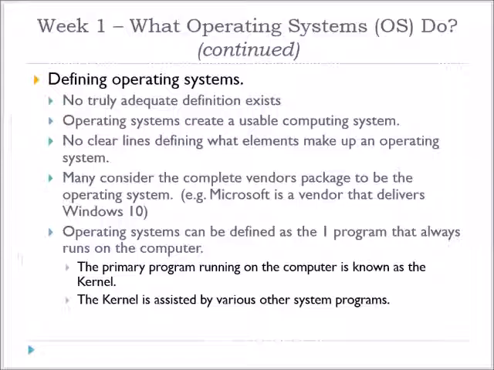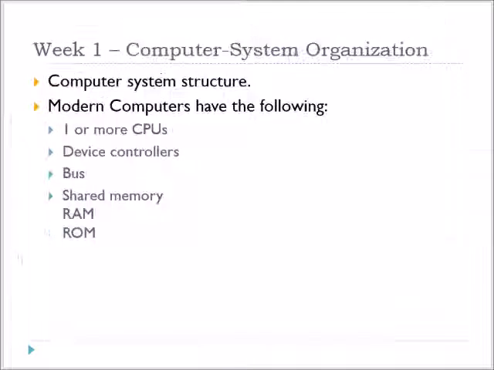So operating systems, maybe we could define it as a necessary program that always runs on the computer. And this necessary program is referred to as the kernel. Now there's a lot of programs that assist the kernel, but the kernel is the main operating system program, and that frequently gets updated, and when it does, it's a big undertaking.